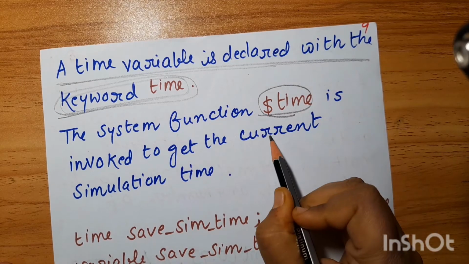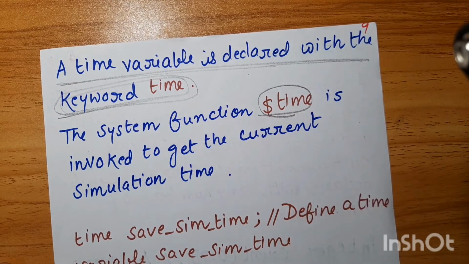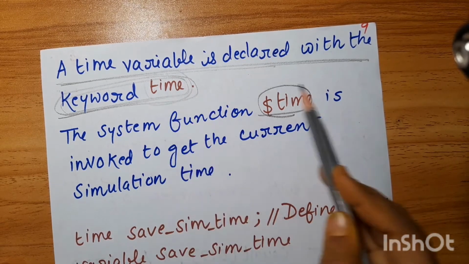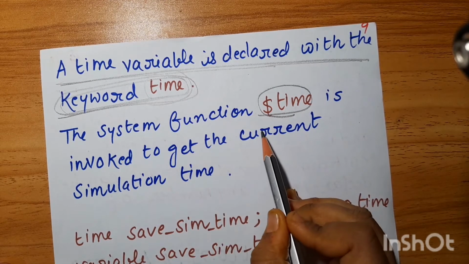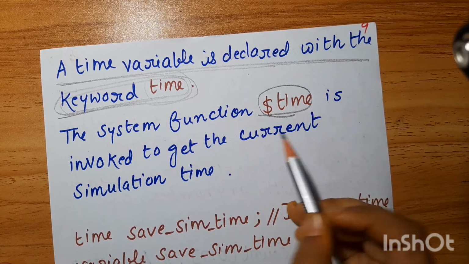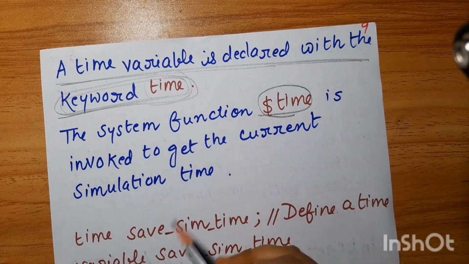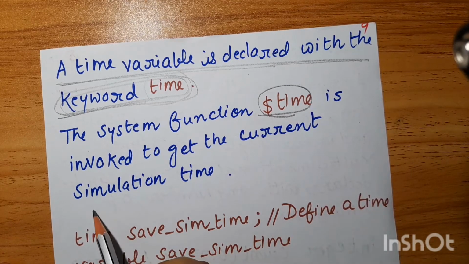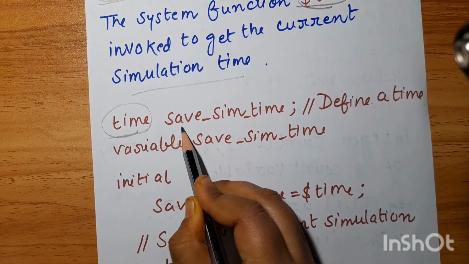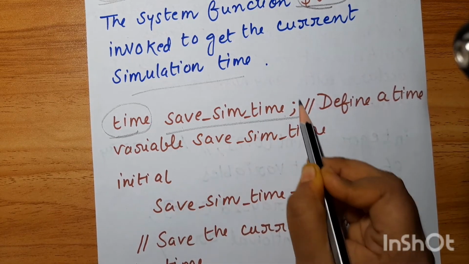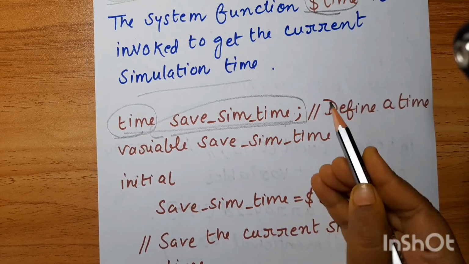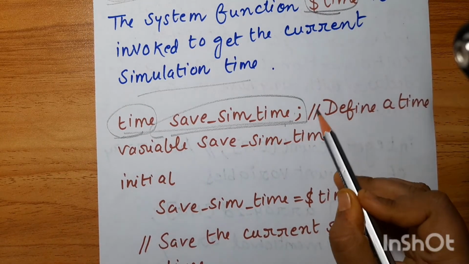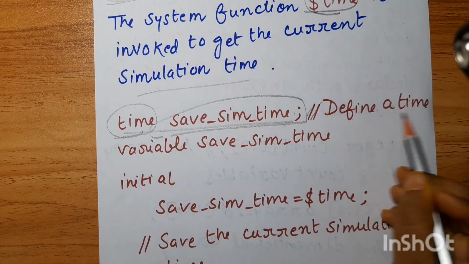So we use the keyword time. It is a data type. We use a variable, then in that variable we call the system function that is $time. And what it helps to do is invoke the current simulation time, to get the current simulation time. Just see, time is the data type, save time simulation time is the variable name. Here is the semicolon, end of the statement. Then we have another variable. We have put a comment, single line comment: define a time variable.